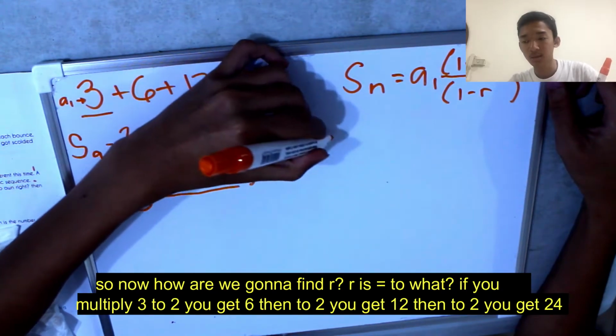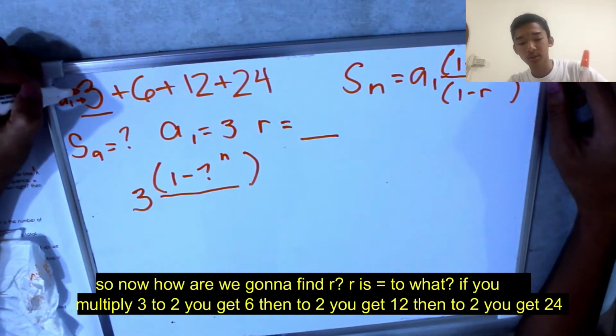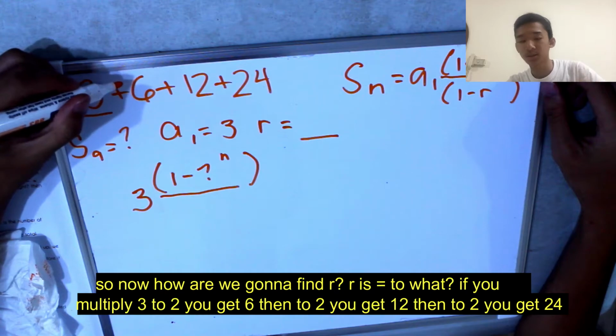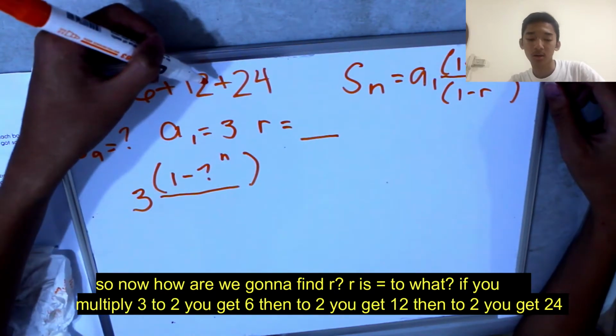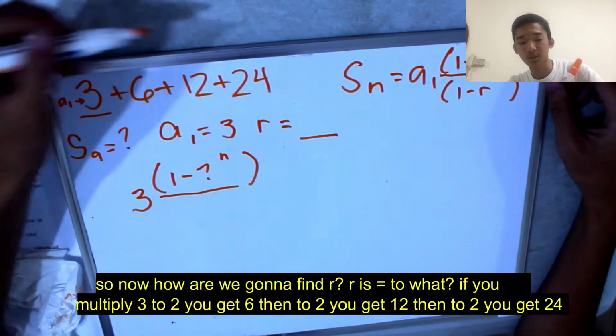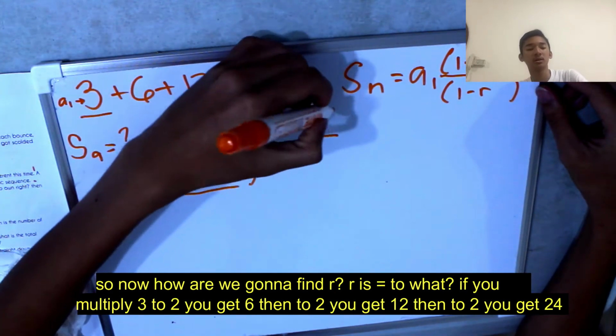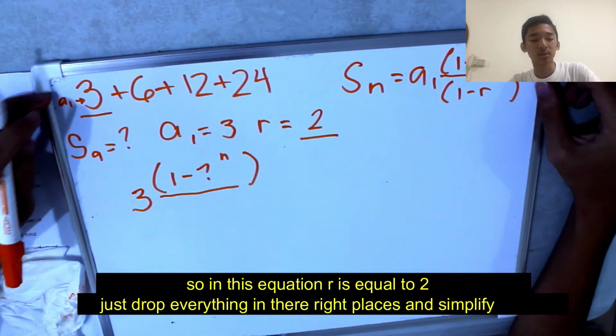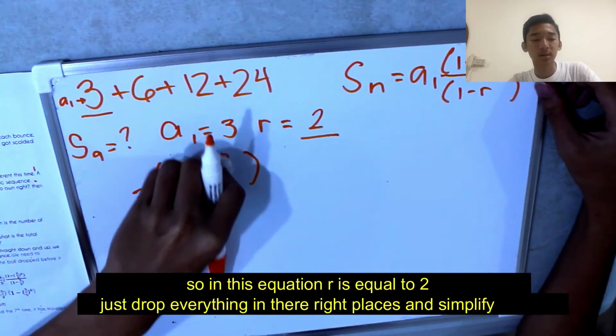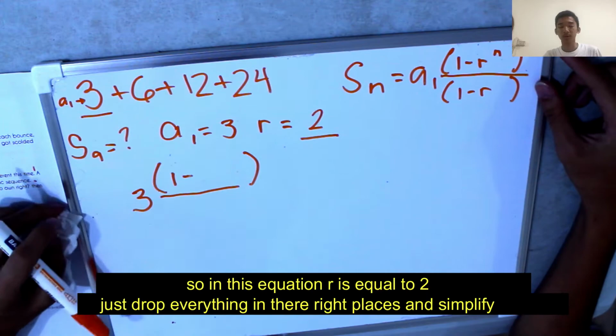R is equal to what? If you multiply 3 by 2, you'll get 6. If you multiply 6 by 2, you get 12. Multiply 12 by 2, you get 24. So that's how we will find out the R. So in this equation, R is equal to 2. So now that we know R is equal to 2, let's try this.